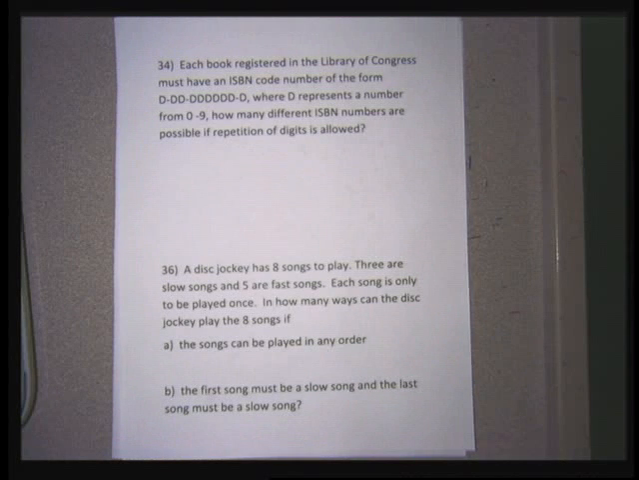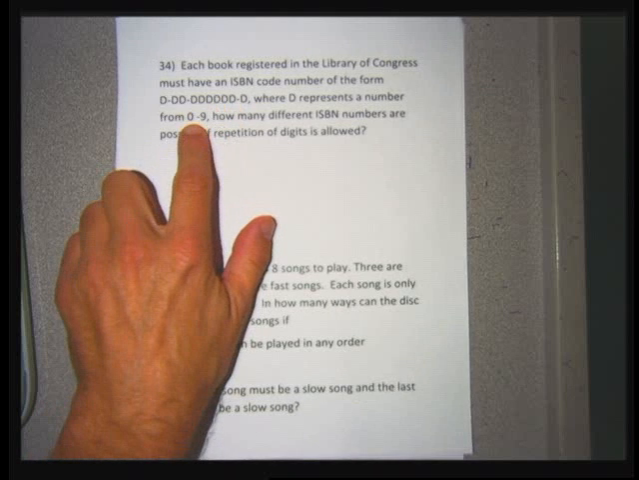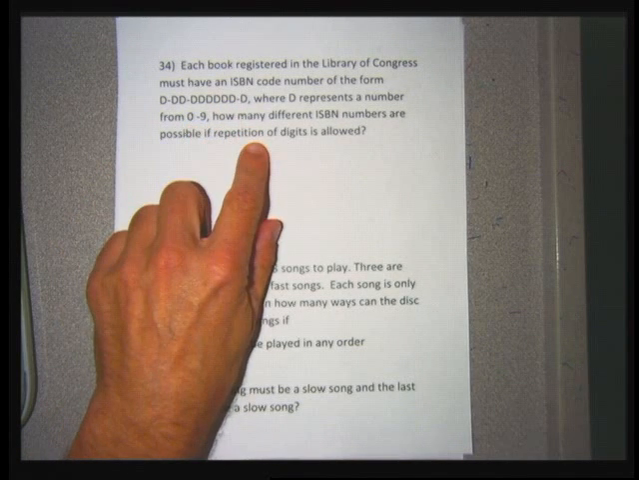Okay, so problem 34 talks about ISBN code numbers. If you buy any book from our bookstore, or try to order a book online, you can search for the ISBN number if you're trying to find the book. An ISBN number is unique to a book. And the question is, how many ISBN numbers are possible? If an ISBN number has to have this form, each of the digits needs to be a number from 0 through 9, which is 10 digits. And then it says repetition is allowed.